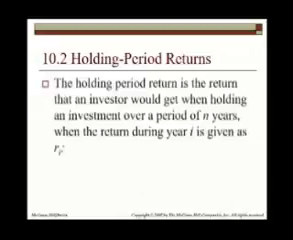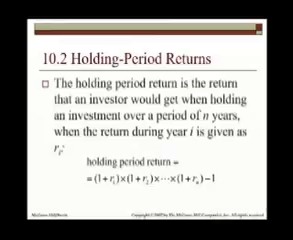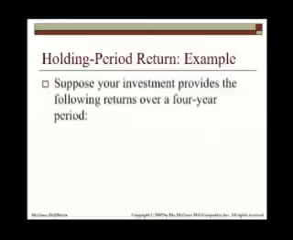Now holding period return is the return you would get over an investment if you hold it for a number of years, say n years, where the return each year is given by R sub i. And the holding period return is equal to the product of 1 plus the individual annual returns, the return for year 1, the return for year 2, up to the return for year n, and then we subtract off the 1.